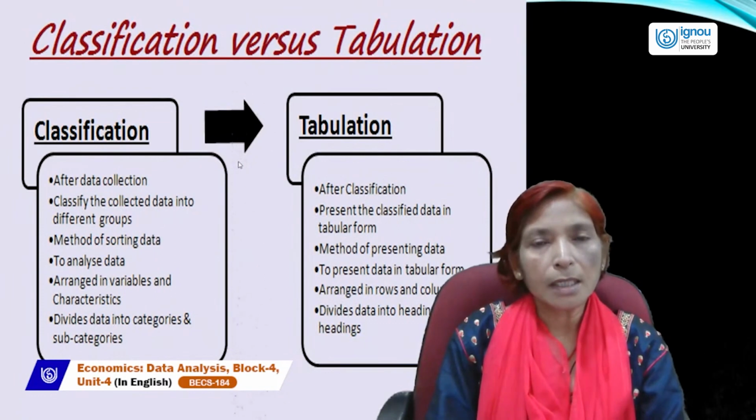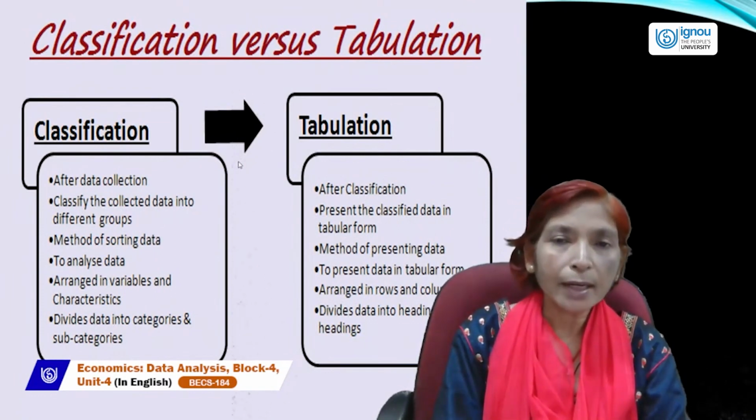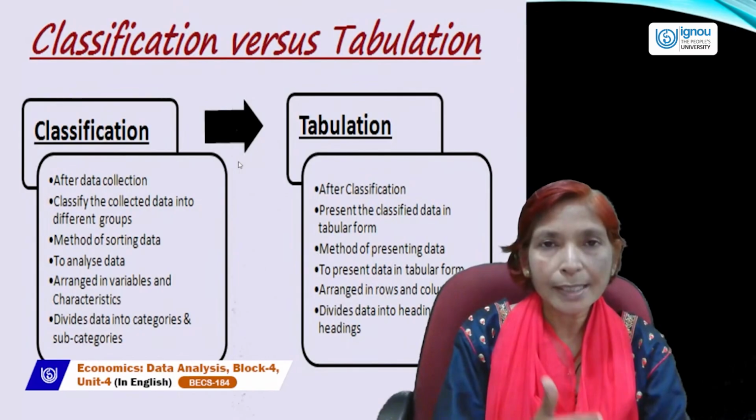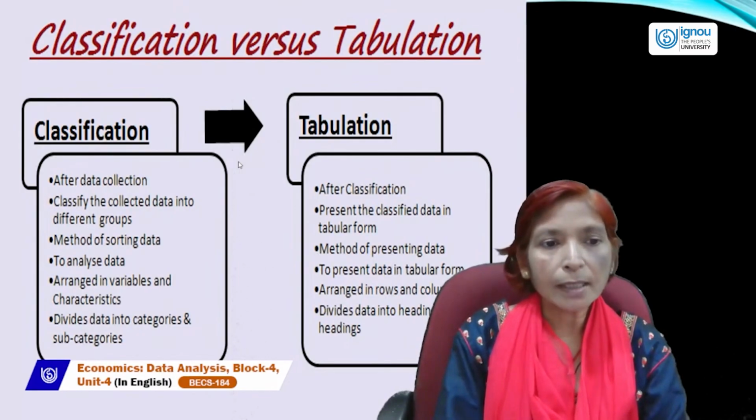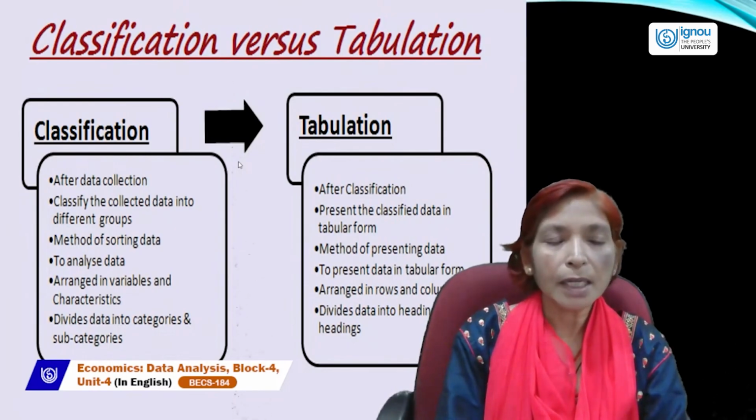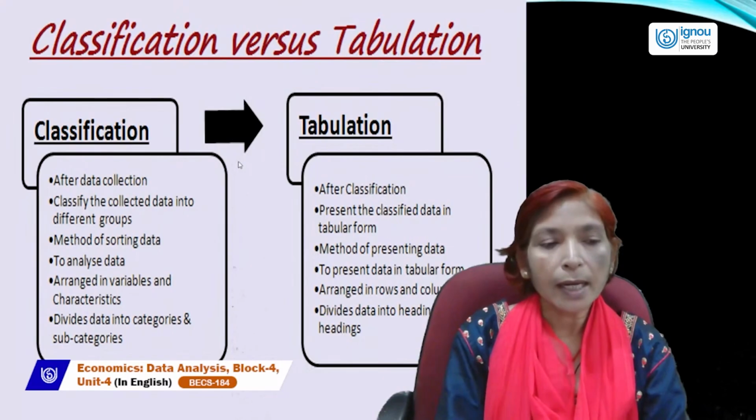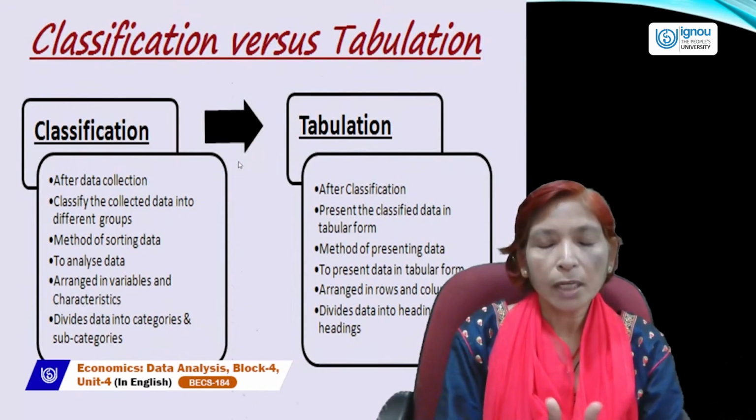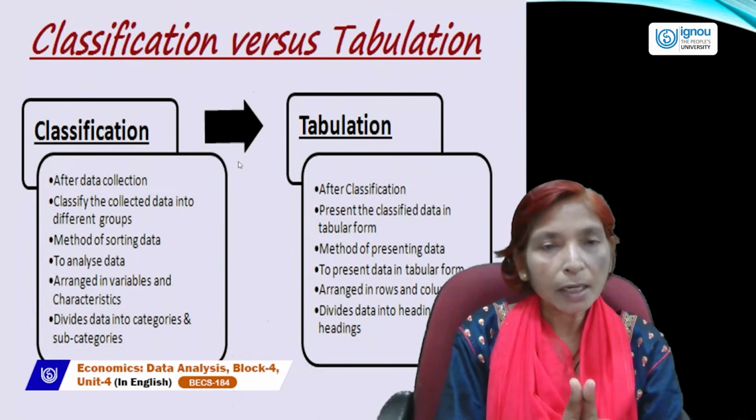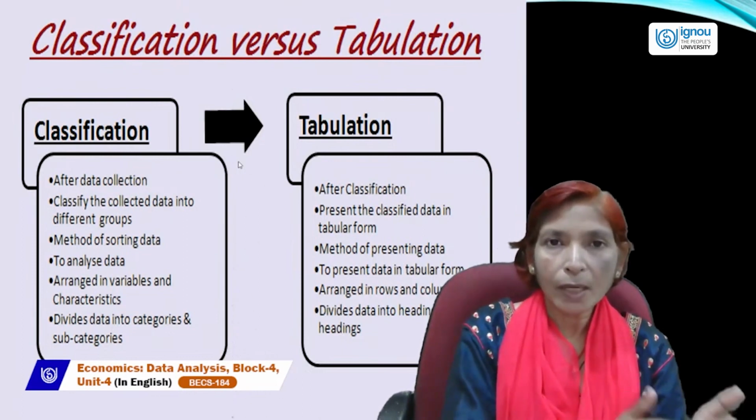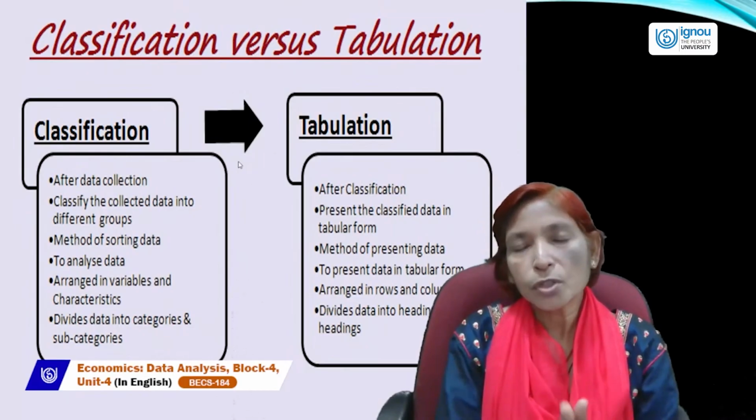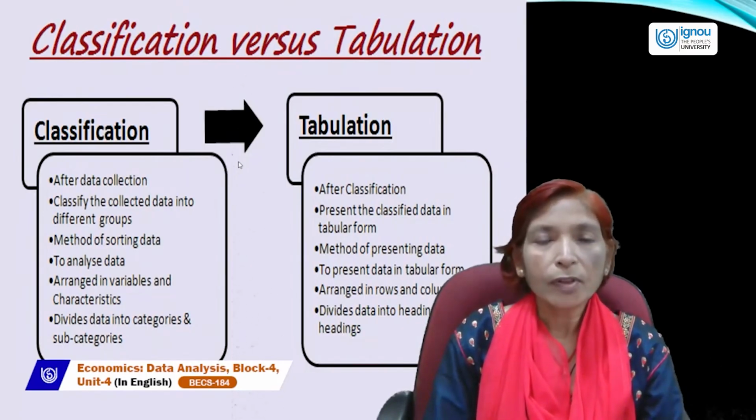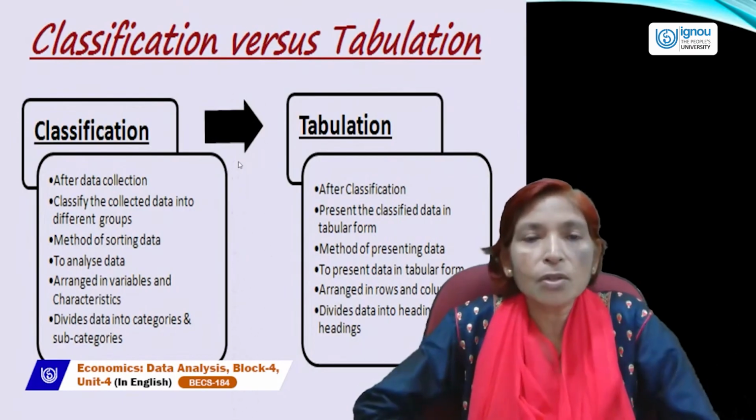Classification generally is the method which we use after collecting the data. So classification is the second step after collecting data. Classify the collected data into different groups. Classification means sorting the data to analyze it. It means similar nature data we can take on one side, and non-similar data we can put on the other side. So classification is generally the arrangement of data, and it divides the data into categories or subcategories.